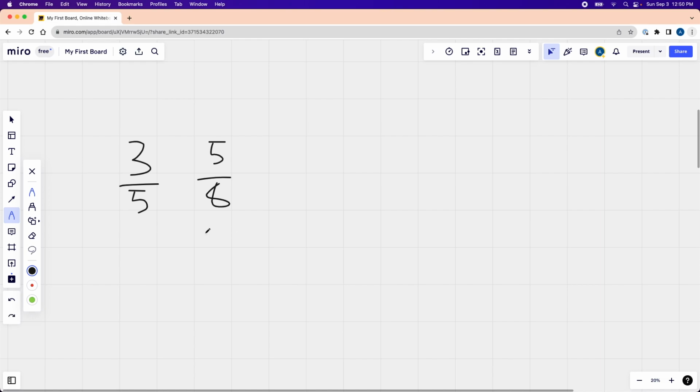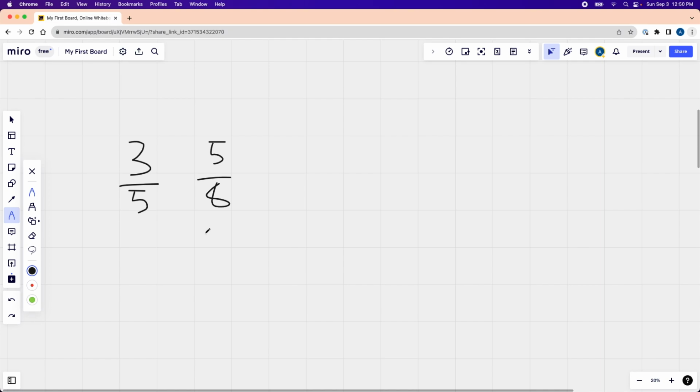And there's a couple ways of doing this, actually. I'm going to show you two main ways of doing this. The first way is by using cross multiplication. So to compare fractions using cross multiplication, what we're going to do is multiply the denominator of one fraction to the numerator of another fraction.